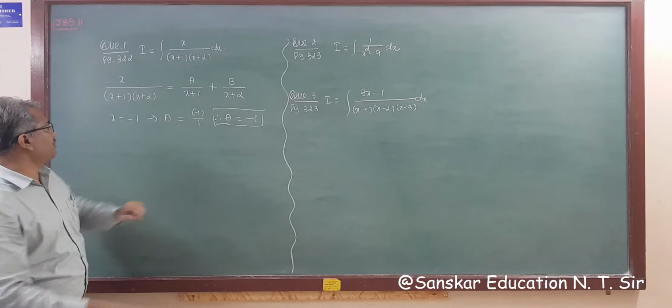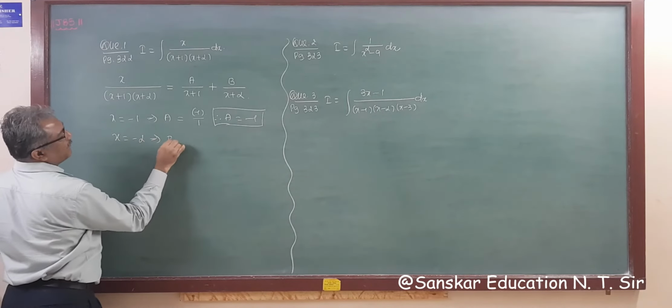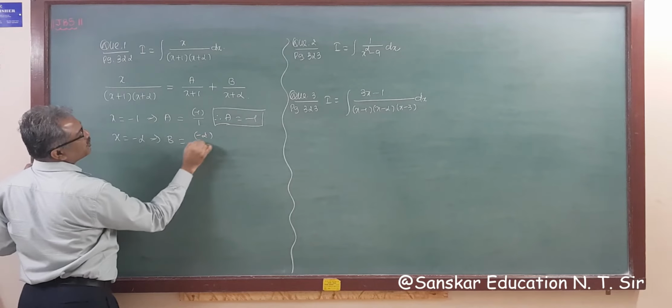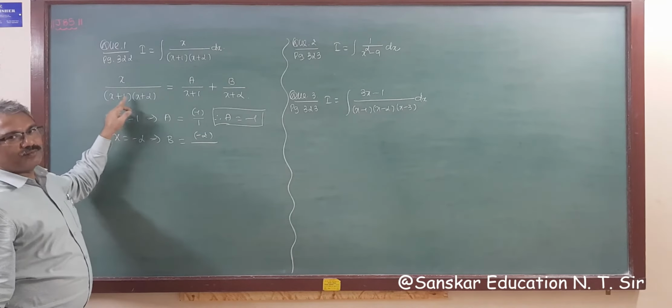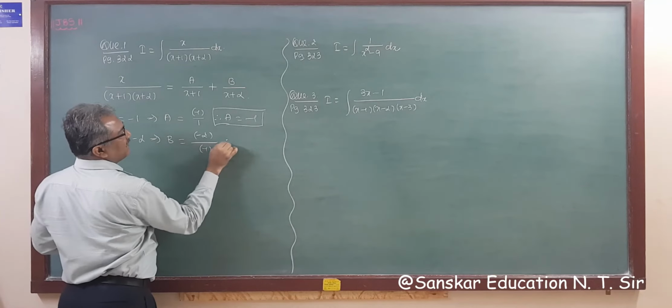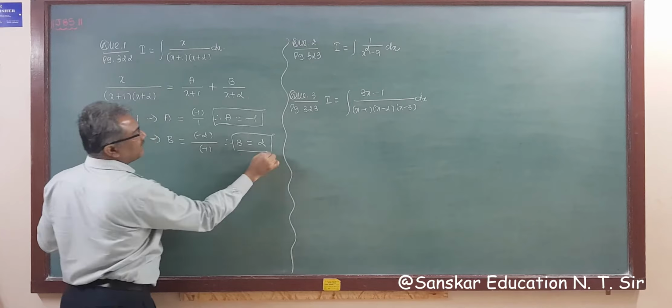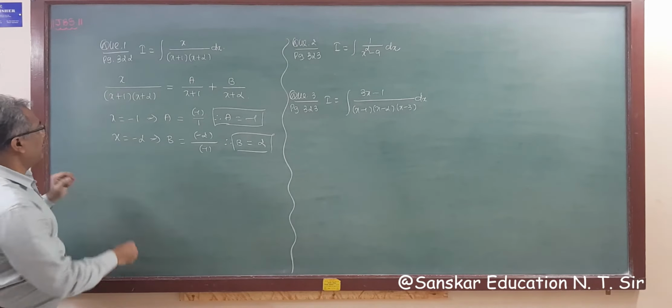So the value of a is minus 1. Taking x is equal to minus 2, this implies b is equal to minus 2 upon minus 2 plus 1. That is, minus 2 plus 1 is minus 1. That means we get b is equal to 2. Right? So substituting the values here, what do we get?